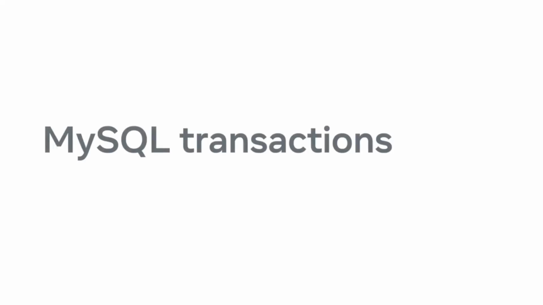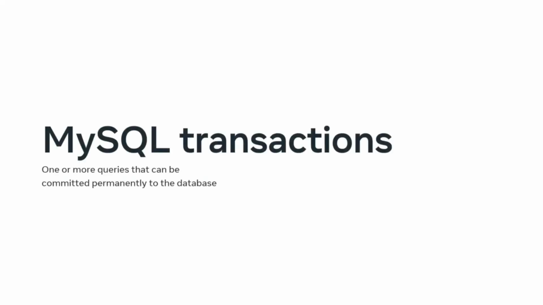So, what are transactions in MySQL? As you just saw with Lucky Shrub, a transaction in MySQL is one or more queries that can be committed permanently to the database, and the database can be rolled back to its original state if any of the queries fail to execute as required. MySQL provides the following set of statements for managing database transactions: start transaction, begin or begin work, commit, and rollback. Let's explore each of these statements in more detail.